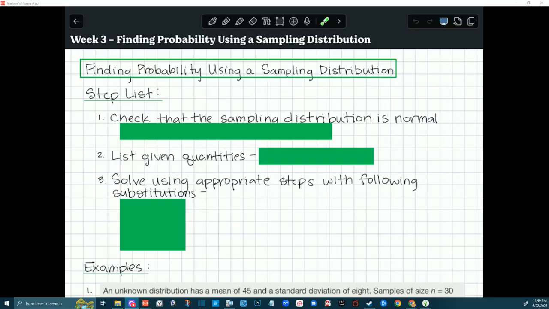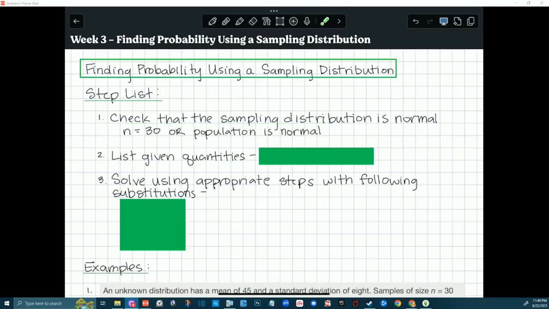There's a step list for doing this, and the first thing you should do as a practicing statistician is check that the sampling distribution is normal. So either our sample size is greater than or equal to 30, or the original population is normal. Again, we're going to assume this is true when we're looking at problems from the book. But as a practicing statistician out in the world, you should check this condition, because if it's not true, then you shouldn't be using the normal distribution to analyze your data.